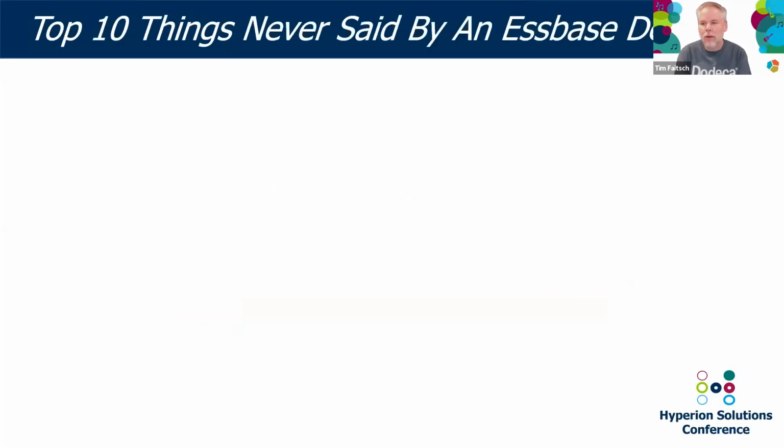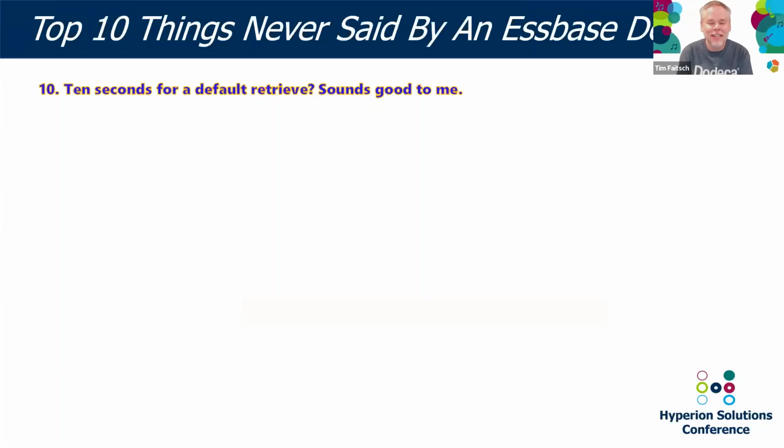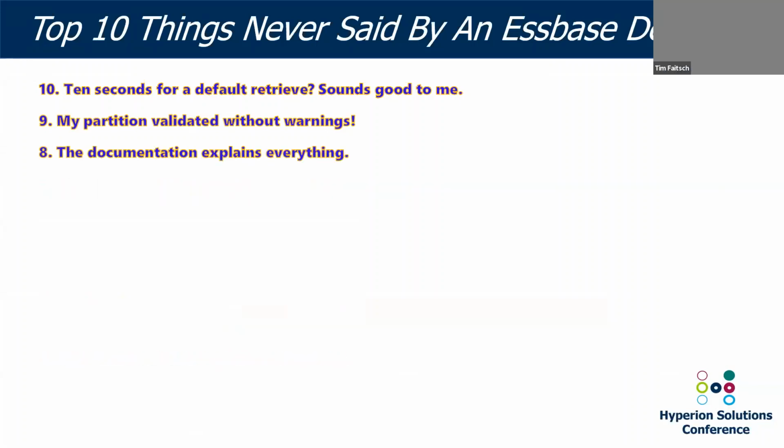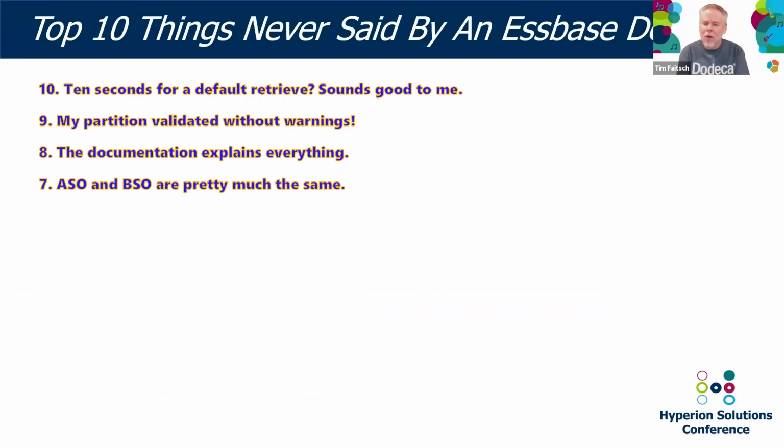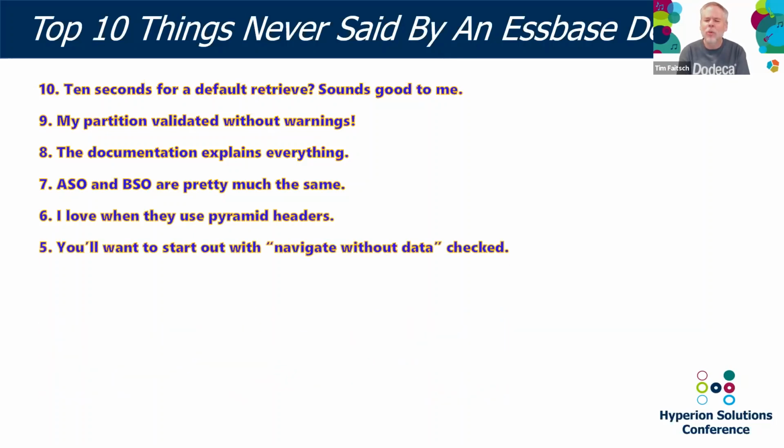All right, so let's start with a little bit of fun here. This is the top 10 things that were never said by an Essbase developer. Number 10: 10 seconds for a default retrieve? Sounds good to me. Number 9: my partition validated without warnings. I don't think I ever had that happen. Number 8: the documentation explains everything. Number 7: ASO and BSO are pretty much the same. Number 6: I love when they use pyramid headers. Number 5: you want to start out with navigate without data checked. Number 4: I use the currency conversion database.